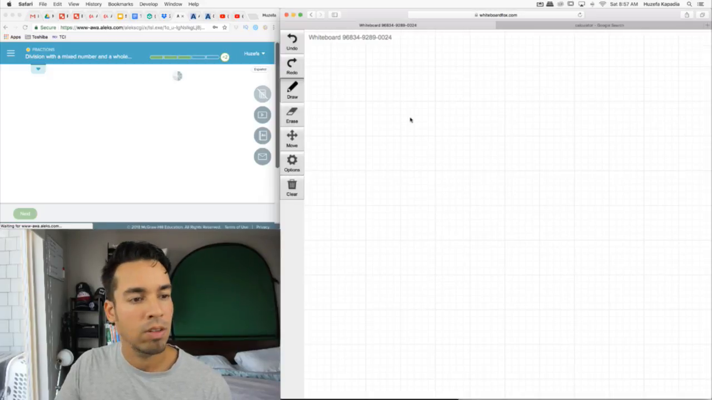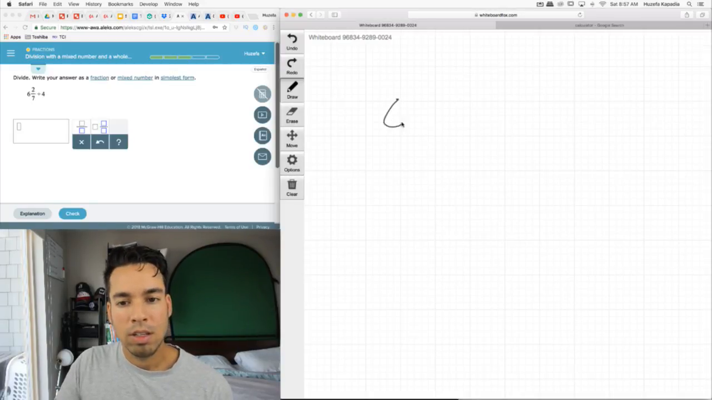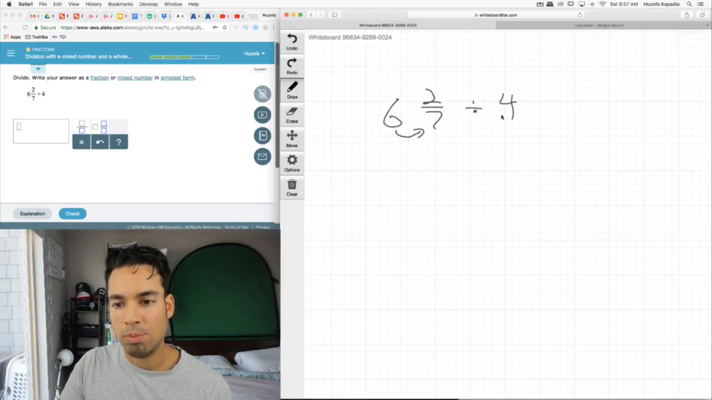Next. Last but not least, 6 2/7 divided by 4. So I'm going to turn this into an improper, put this as 4 over 1. Turn this into an improper fraction. So 6 times 7 is 42, plus that 2 is 44 over 7 divided by 4 over 1.